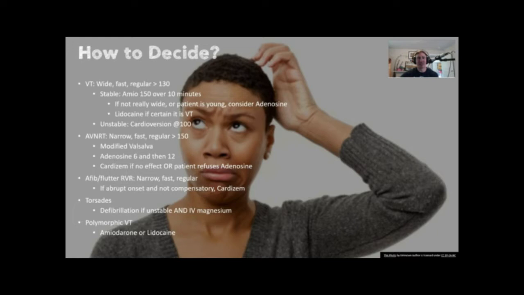So how do you decide? I'm still confused. Just give me the too long didn't read version. All right, so if it's wide, fast, and regular, and it's over 130, then if they're stable, it's amiodarone. Lidocaine, if you're certain that it's VTAC based on the history that you have obtained. If it's not really wide or the patient's young, consider amio. If they're unstable, cardiovert them at 100.